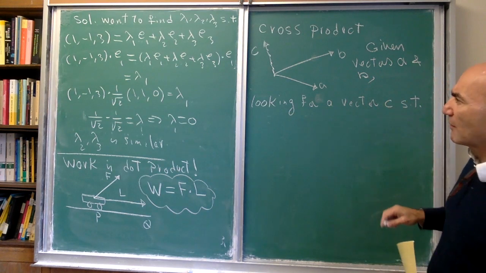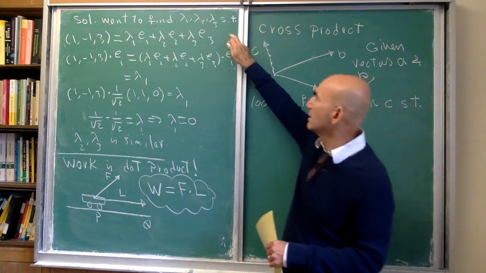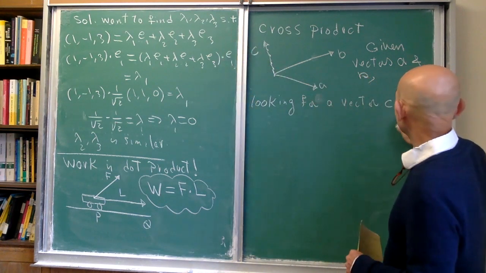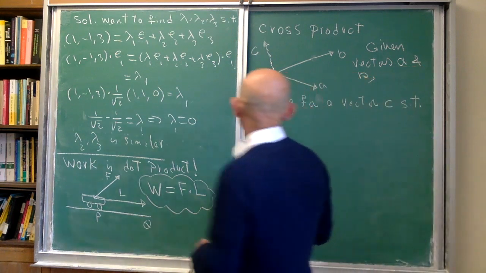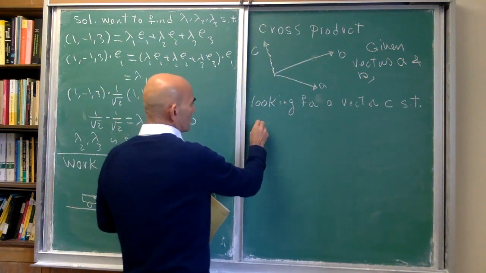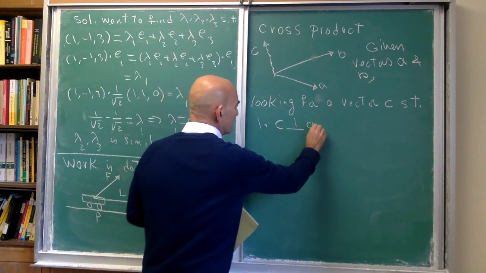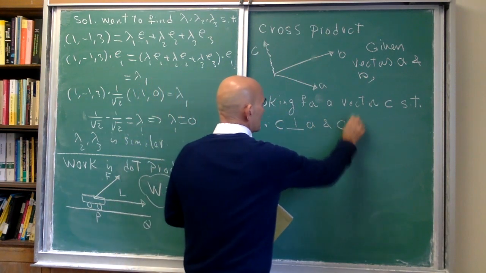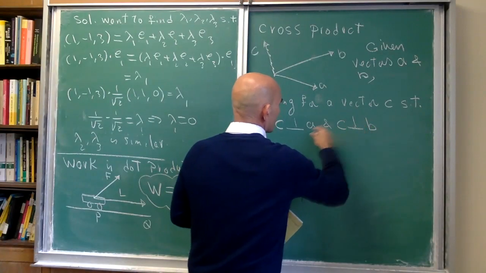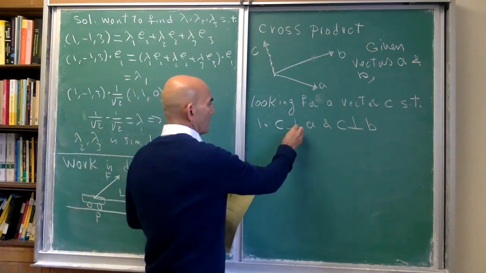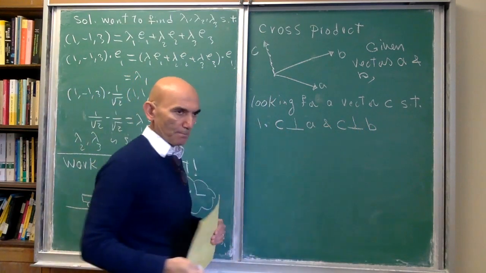Perhaps I have already used it. Yeah, I have used it here, at least once. So ST means such that. We are looking for a vector C such that it has the following properties. First of all, C is orthogonal to A and C is orthogonal to B. So remember, this was our notation for orthogonality, so it's orthogonal to both of them.